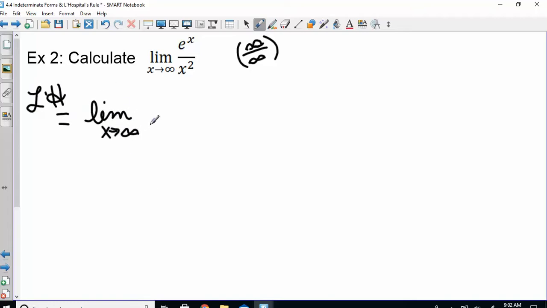We have limit x approaches infinity. What is the derivative of e to the x? What is the derivative of x squared? All right, so now let's evaluate. What's e to the infinity? Infinity. What's 2 times infinity? Infinity. This is still an indeterminate form. So what do you think we do?